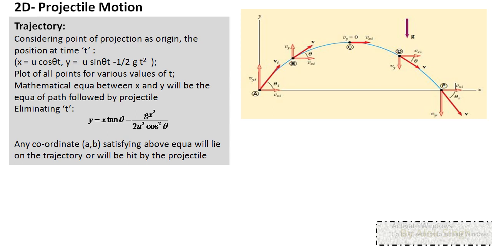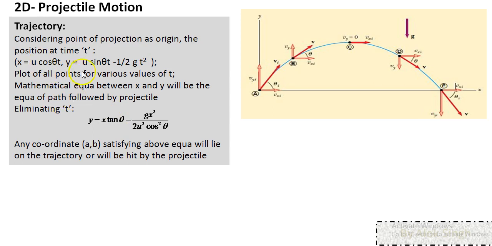So again to repeat, what is trajectory? Trajectory is a mathematical relationship between x coordinate and y coordinate. Let's see how you find a relationship between x and y coordinate. We have seen earlier that the x coordinate is equal to u cos theta t, and the y coordinate is equal to u sin theta t minus 1 by 2 g t square.